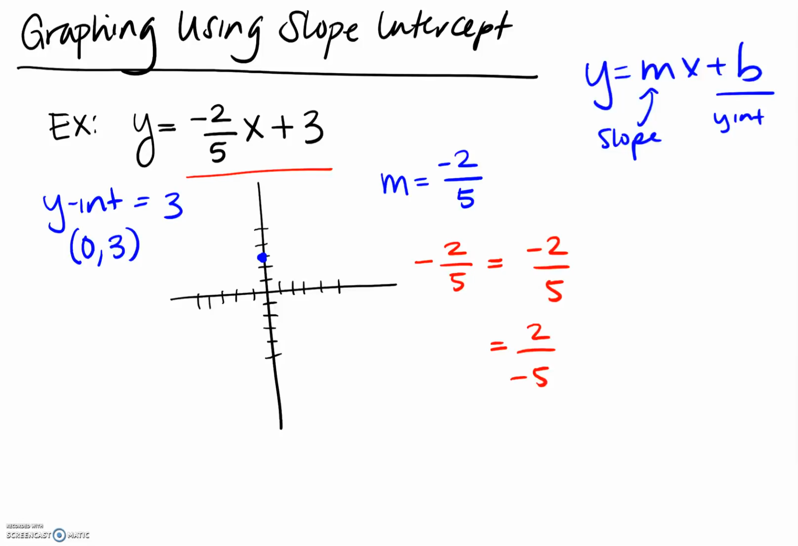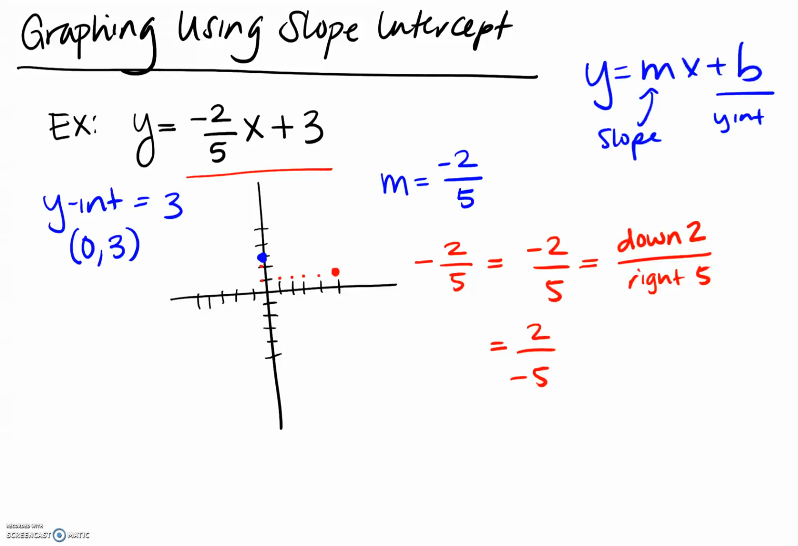Now remember, our slope gives us rise over run. So if we have a negative 2 on the top, instead of going up 2 and rising 2, we're going to go down 2. And we're going to run, or go right, 5. So negative in the y direction 2, positive in the x direction 5. So down 2, 1, 2, right 5, 1, 2, 3, 4, 5. So that's a point on our graph.